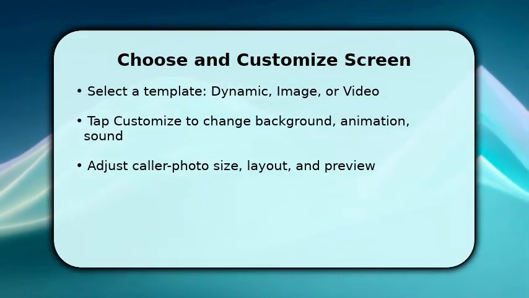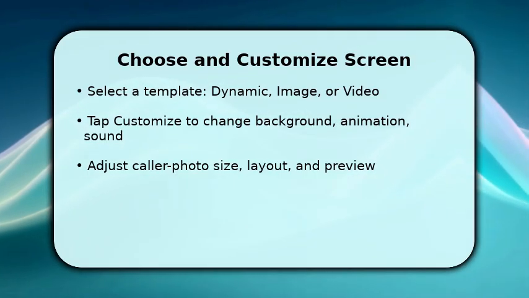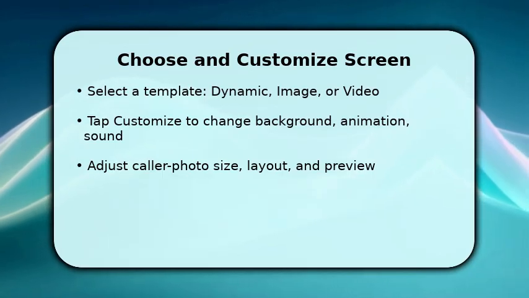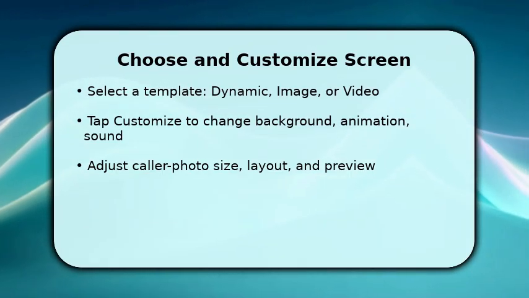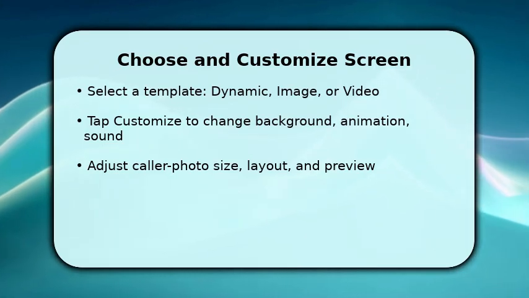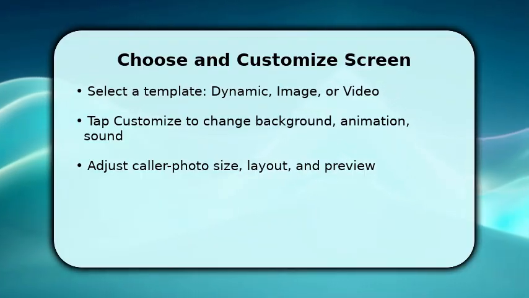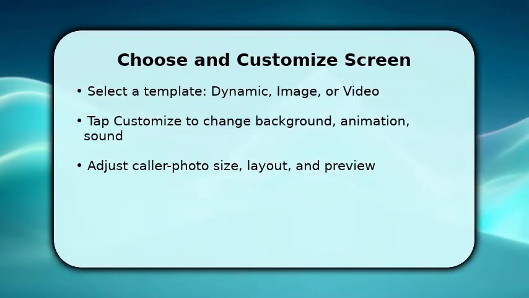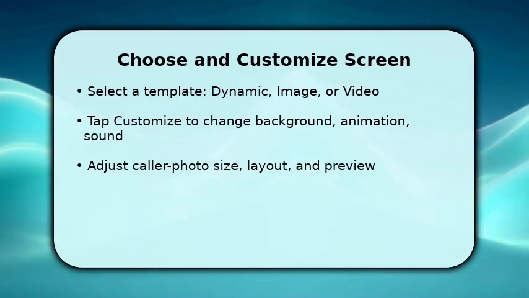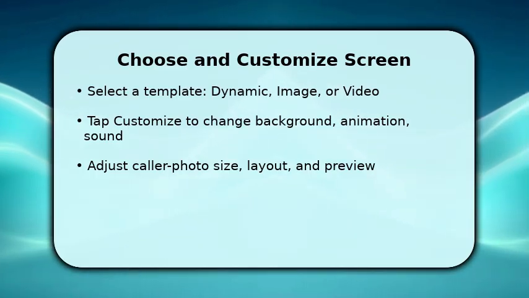Tap a template to preview, then press Customize to change background, add an image or short video clip, and pick animation styles. Make sure to set caller photo size and layout so names and buttons remain readable. Once done, use the preview button to simulate an incoming call. This confirms contrast, and touch targets before you exit the menu.